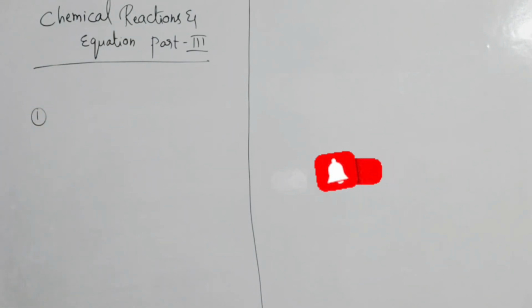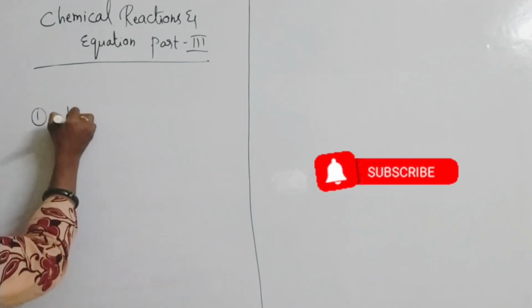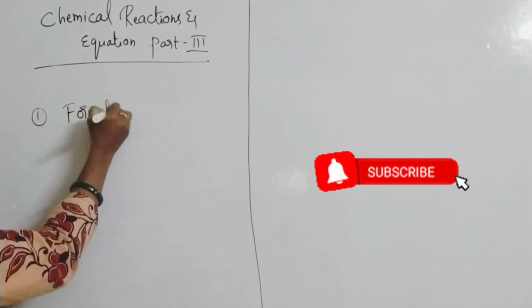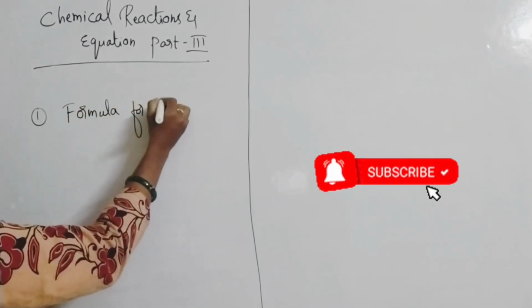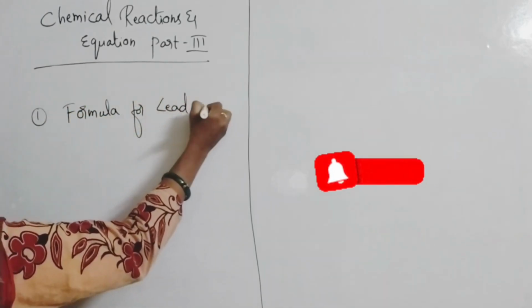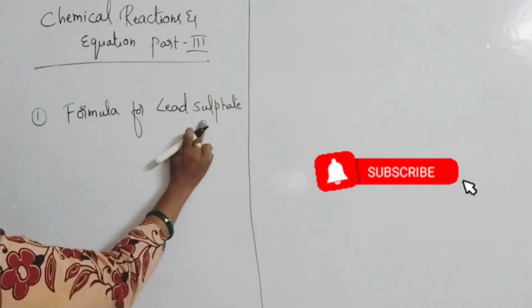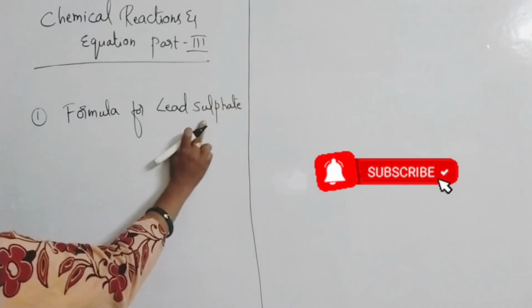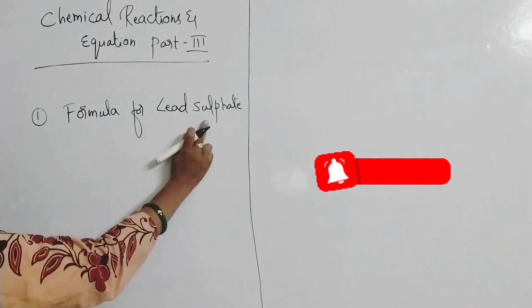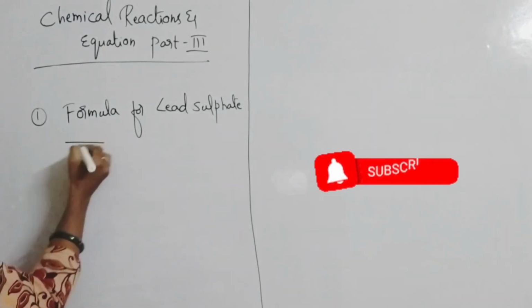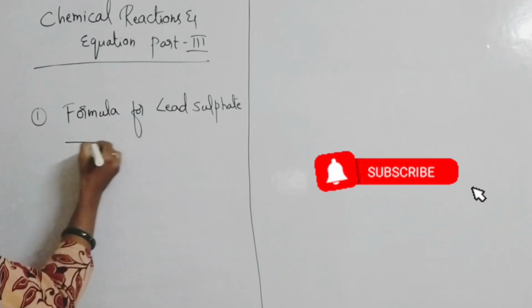Can you recognize the formula for lead sulfate? What is the formula for lead sulfate? Lead is Pb, sulfate is SO4. Both are bivalent ions only. The formula for lead sulfate will be dash. What will you write?